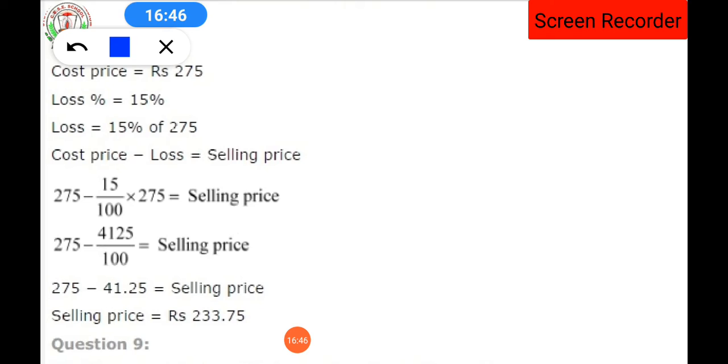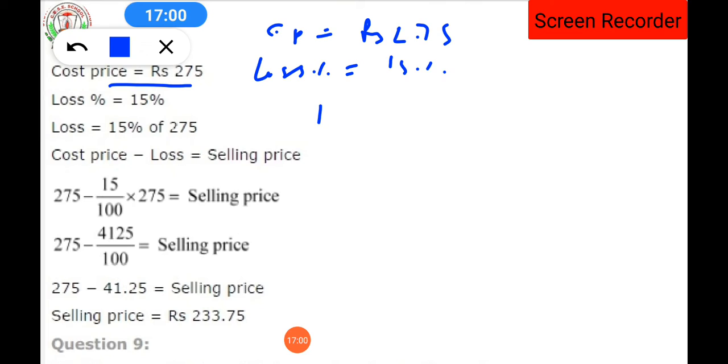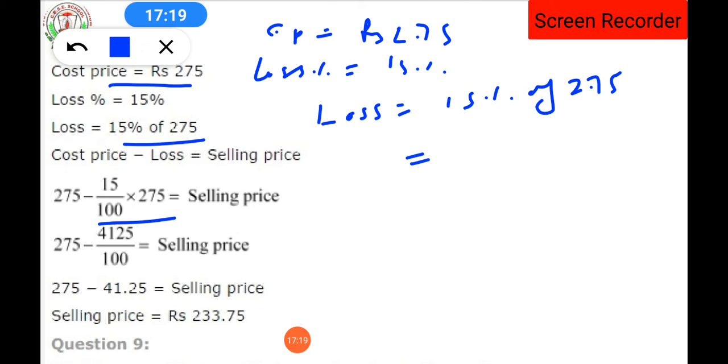So dear student, in the second method, cost price CP is given as rupees 275, isn't it? And loss percent is given as 15%. So 15 loss percent is given, that means we have to find the loss. So 15% of 275. First we are going to solve this part. So 15% means 15 upon 100, of, that means into 275, isn't it?